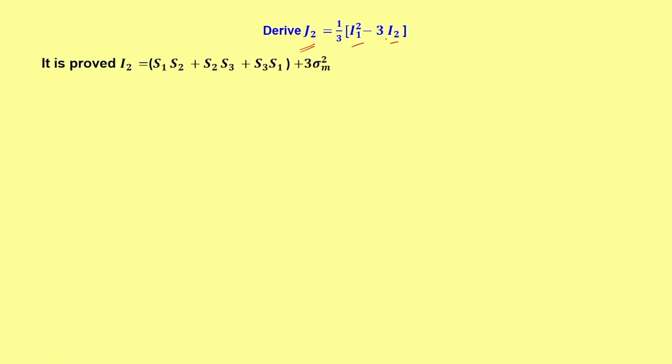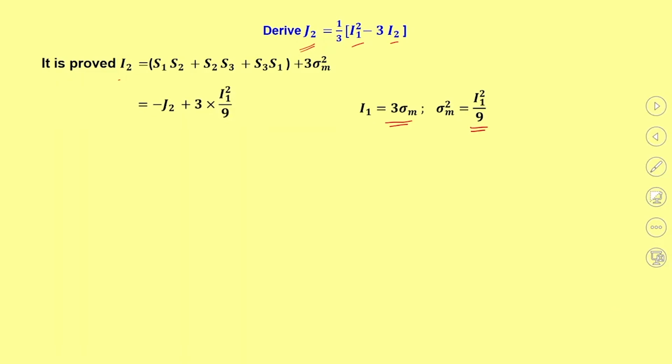So, let us see how to do this. It is already proved in the previous slide. I2 is equal to S1 S2 plus S2 S3 plus S3 S1 plus 3 sigma square m. So, it is already known to us. We also know I1 is equal to 3 sigma m and sigma square m will be I1 square by 9. So, it is simple information. What is S1 S2 plus S2 S3 plus S3 S1? That is nothing but minus J2. And if we substitute for sigma square m, that is I1 square by 9, so we will get this.